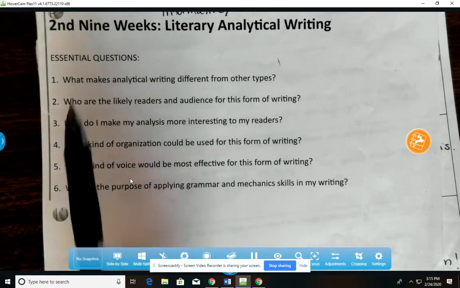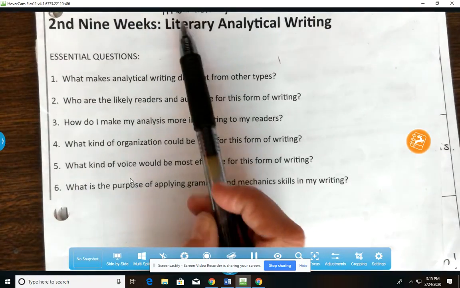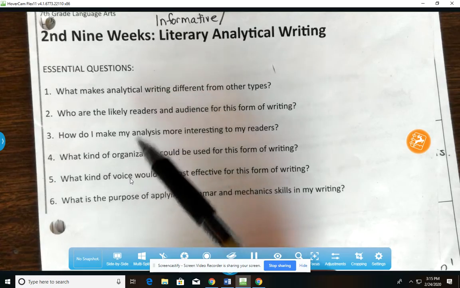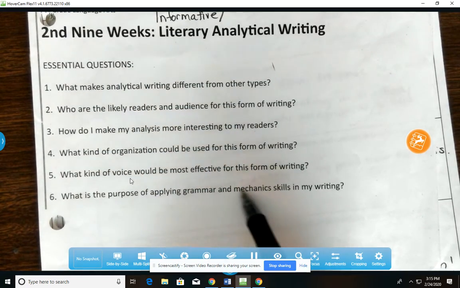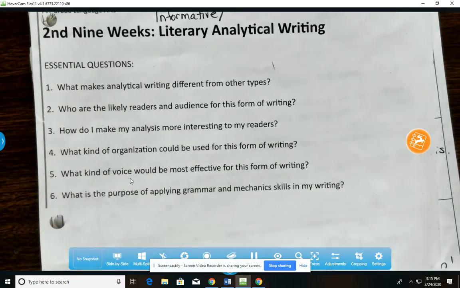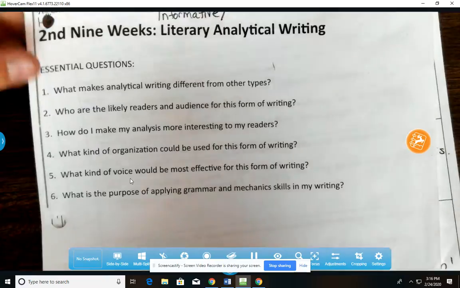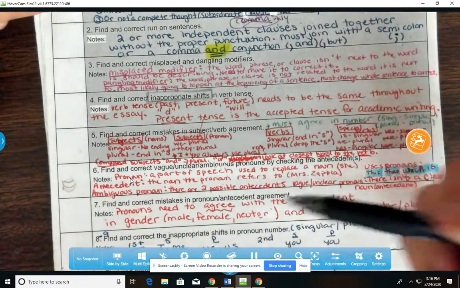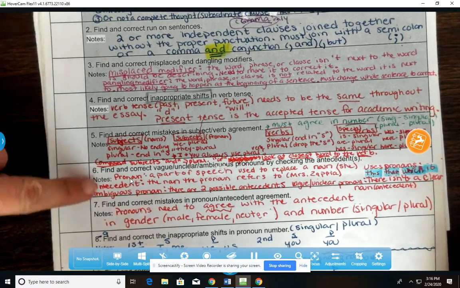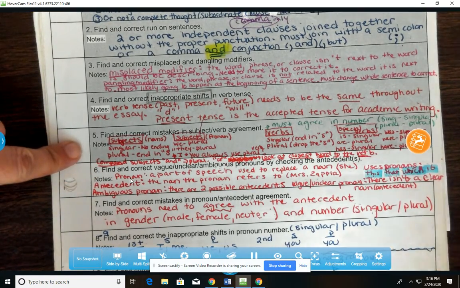Hello, so today we're in the literary and informative analysis packet, and we're looking at essential question number 6. What's the purpose of applying grammar and mechanics skills in my writing? As we look at grammar and mechanics skills, we're going to focus today on the learning target under conventions, learning target number 5, to find and correct mistakes in subject-verb agreement.